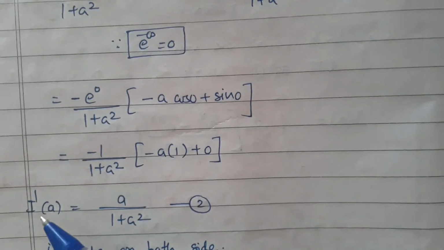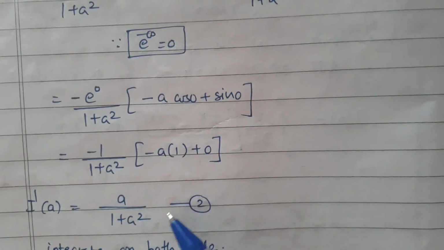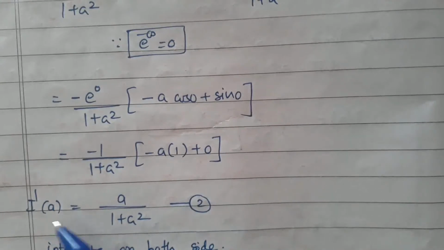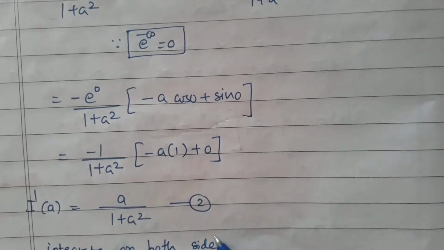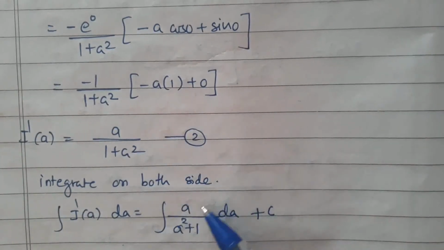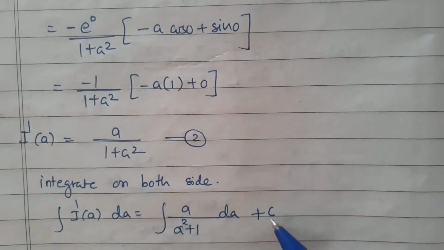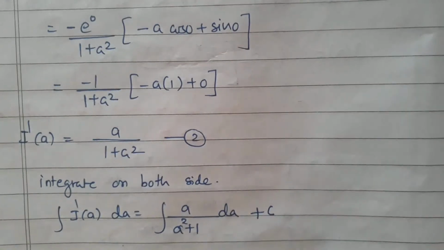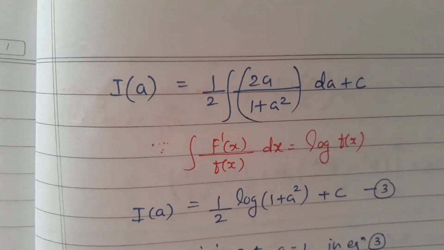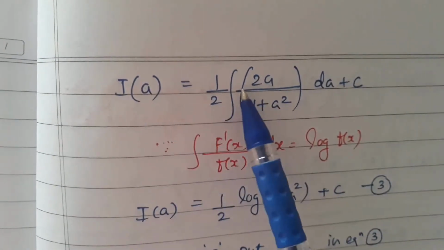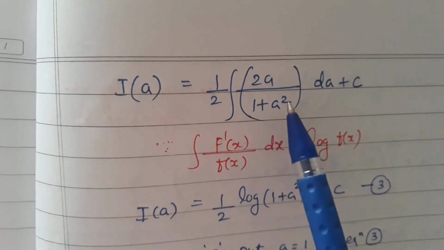But we want I of a is equal to some final answer. So the next important step is that, to remove this derivative, we have to integrate LHS and RHS with respect to a. So integrate on both sides. Integration of I dash of a dA is equal to the integral of a upon a square plus 1 dA, and limits are not there, so add the constant of integration c. To find the integration, we have to divide and multiply that integral by 2. So you can easily find the value of this integral.